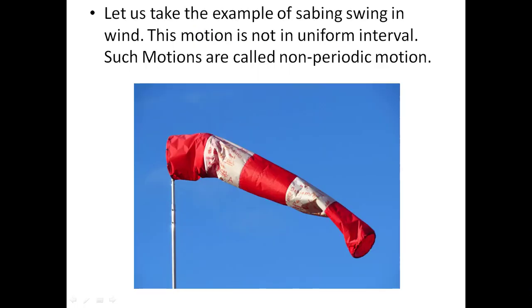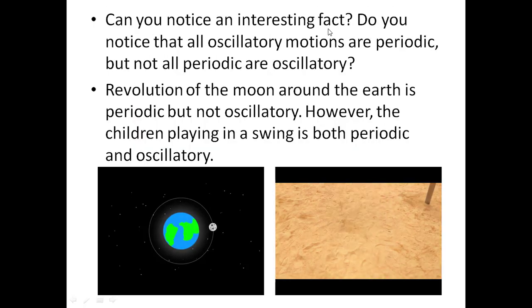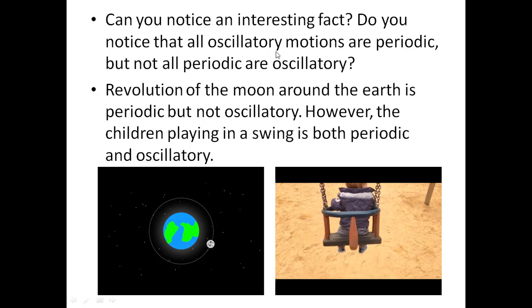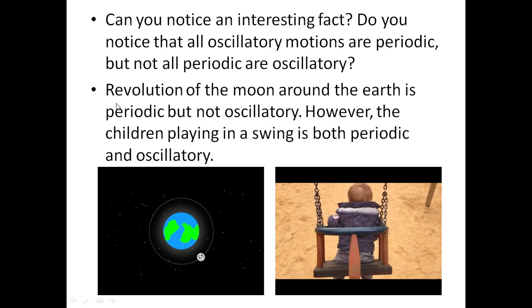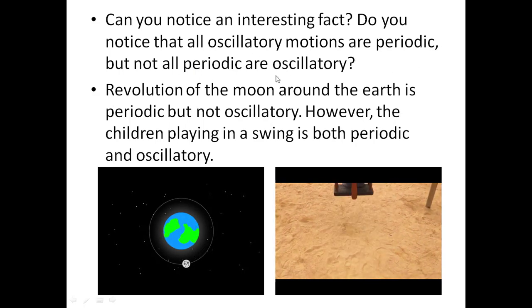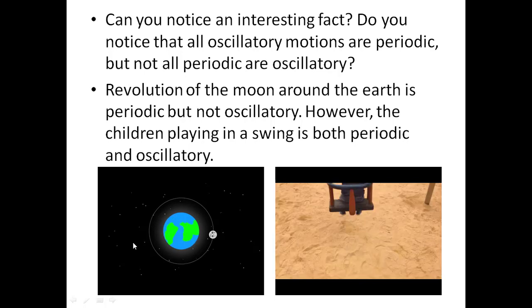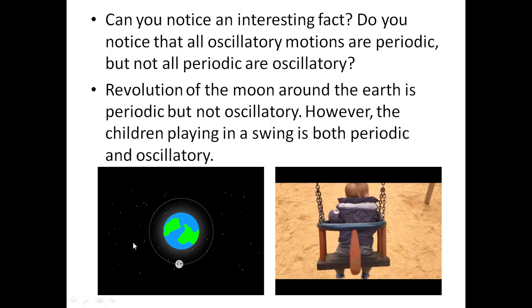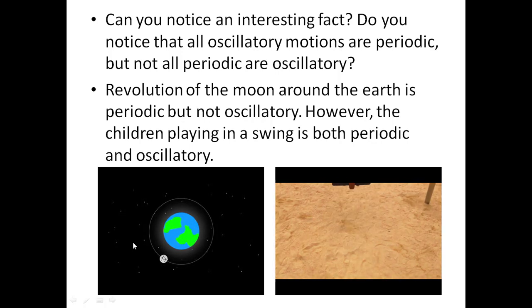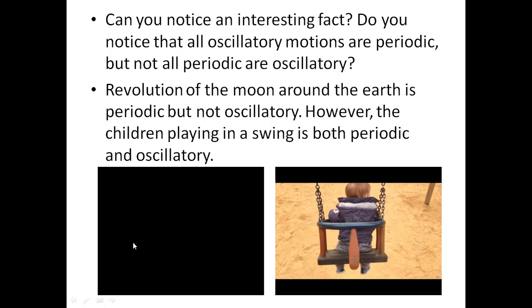Let us take the example of a swing in the wind. This motion is not in uniform intervals. Such motions are called non-periodic motion. Can you notice an interesting fact? Do you notice that all oscillatory motions are periodic, but not all periodic motions are oscillatory? Revolution of the moon around the earth is periodic but not oscillatory. However, the children playing on the swing is both periodic and oscillatory.